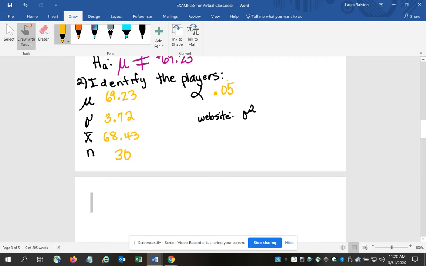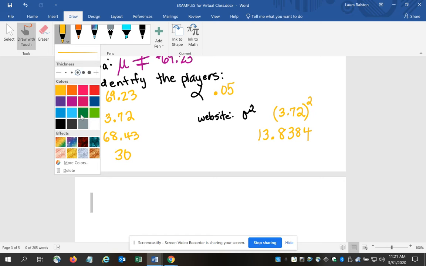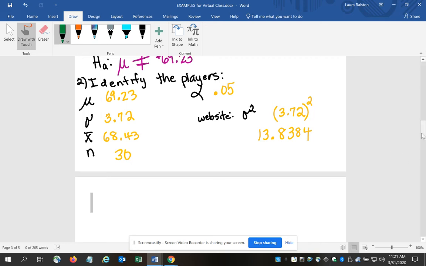significance level of 0.05. So again, I'm going to find my population variance by taking the population standard deviation and squaring it. So we're going to do 3.72 times 3.72, which gives me 13.8384. And again, I'm going to go ahead and make a decision about whether I have a one-tailed test or a two-tailed test, because I know I need that for the calculator.